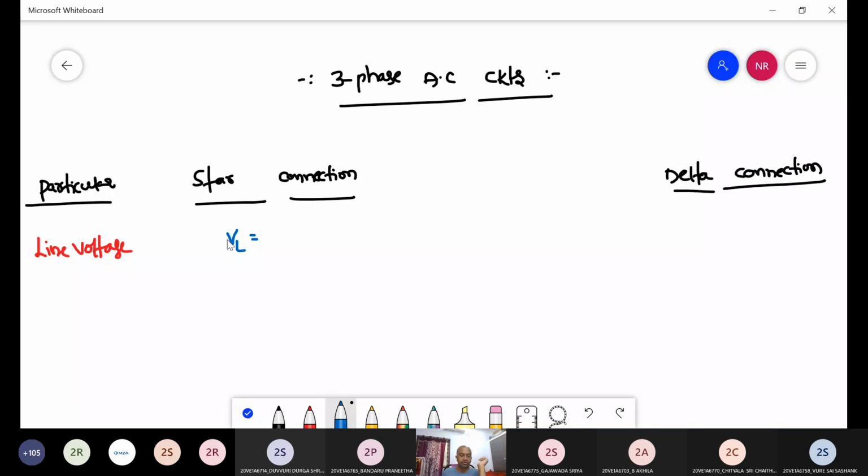Line value is always greater, and the difference is root 3 times. So VL is equal to root 3 into V phase. Here, voltage has the difference in star connection. In delta connection, voltage is the same, so VL is equal to V phase. This is the first one.